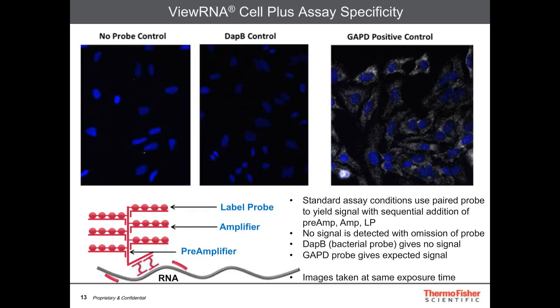And then on the right-hand image, we see the GAPDH positive control, and this is just GAPDH staining here in the cells. This is showing individual mRNA, and this is the expected signal. Again, these images were all taken at the same exposure time and show that there is no nonspecific binding of the preamplifier, amplifier, or label probe components of the assay without actual binding of that initial probe pair.